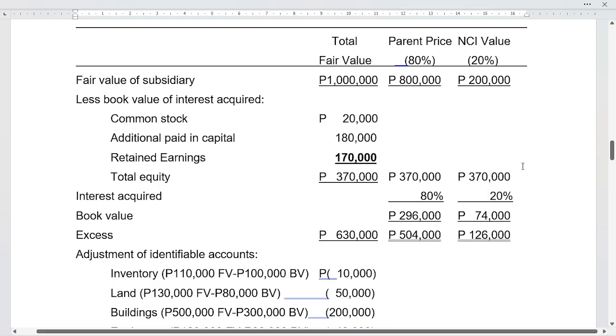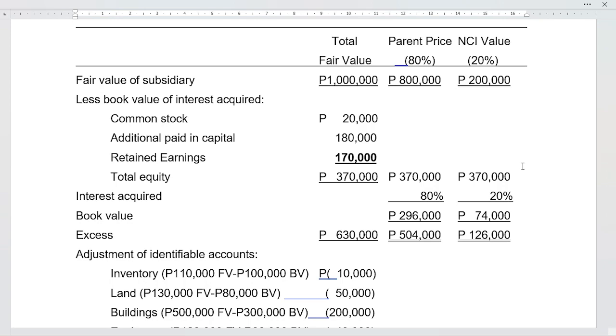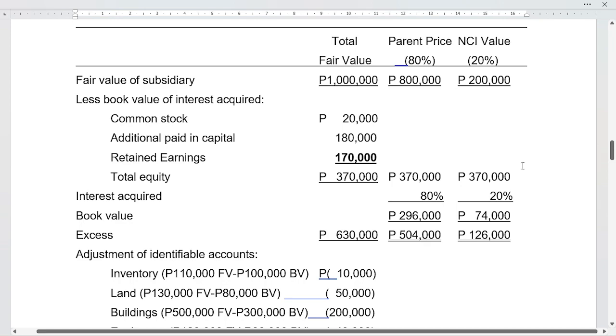For the excess, we will get it by subtracting the book value from the fair value. That will get us 630,000 total fair value, 504,000 for the parent price, and 126,000 for NCI value.